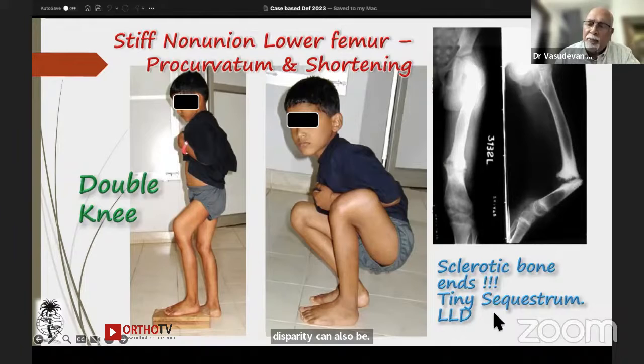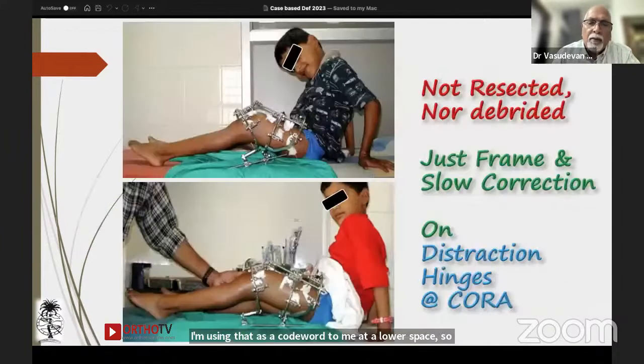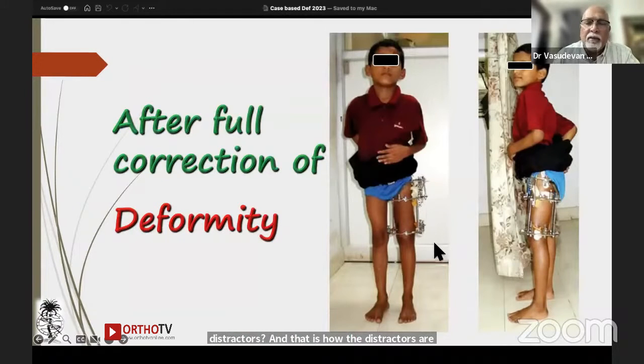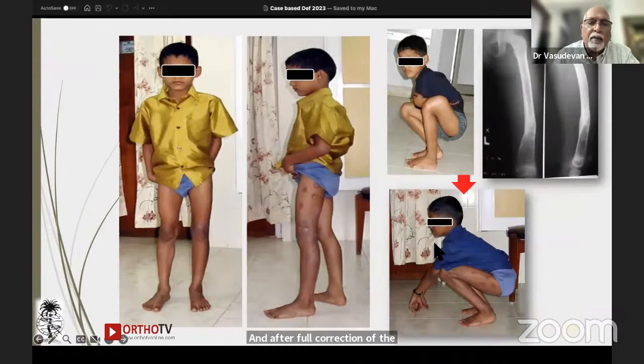So for limb length disparity, I can use this as a corticotomy. I'm using that as a corticotomy at a lower space. So no plan for opening. I put a frame like this. This is a distractor because it is touching almost each other. We have to modify putting distractors, and that is how the distractors are working. And after full correction of the deformity, this is his function before and after.